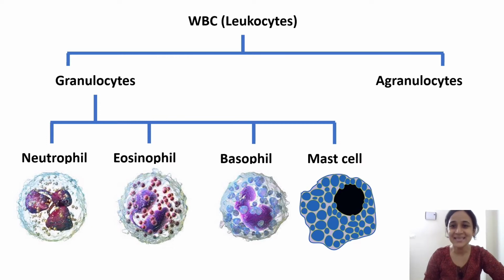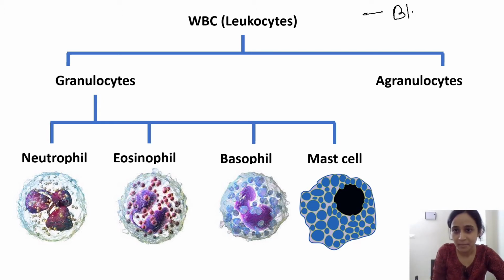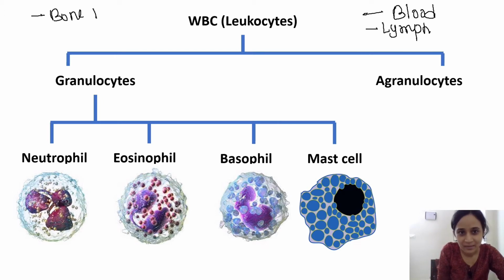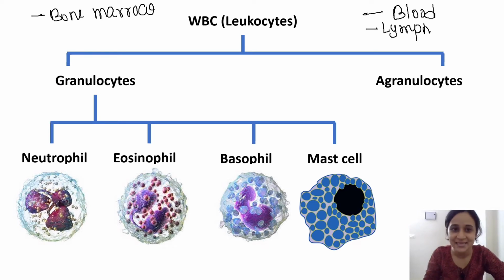These cells are found in blood and lymph. And these cells are produced in bone marrow. So our immune cells are produced in our bone marrow.